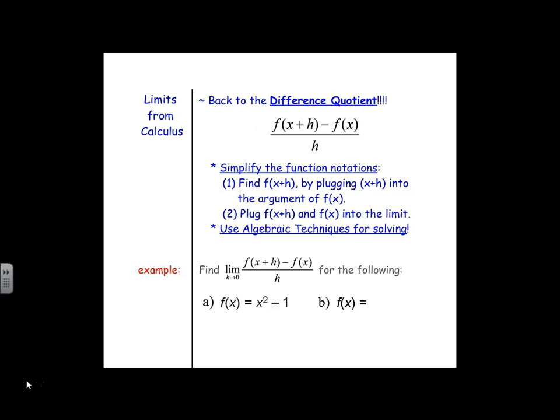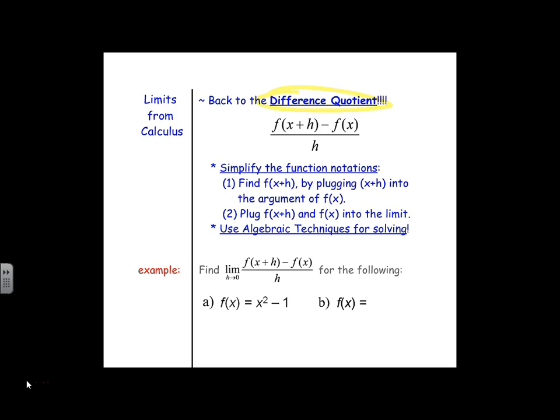Okay, limits from calculus. We have talked about the word difference quotient before. We've actually plugged into this before. But I want you guys to see the difference. The difference is literally a subtraction. The difference quotient is literally division. It's an important subtraction followed by division. Difference quotient. That's where the name kind of comes from.